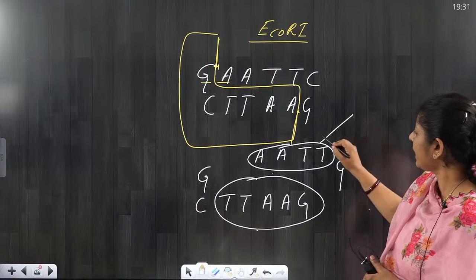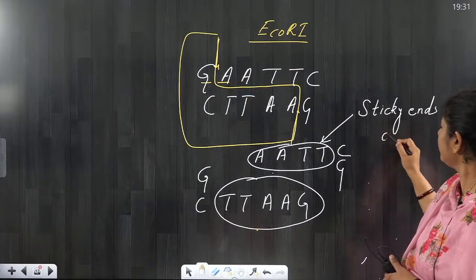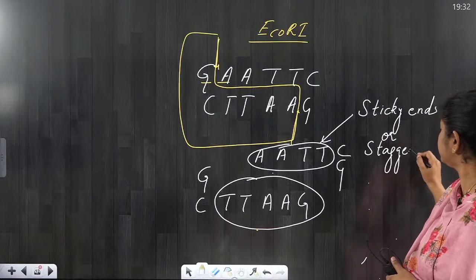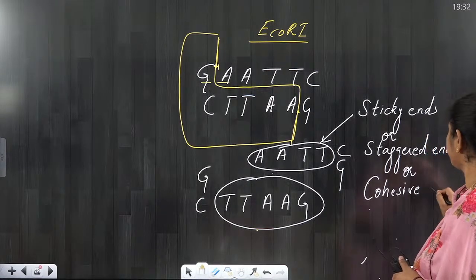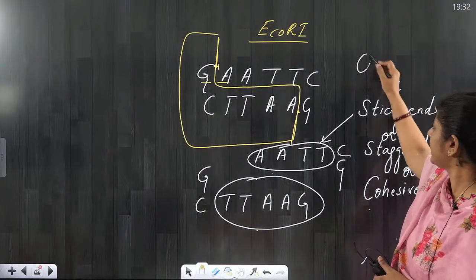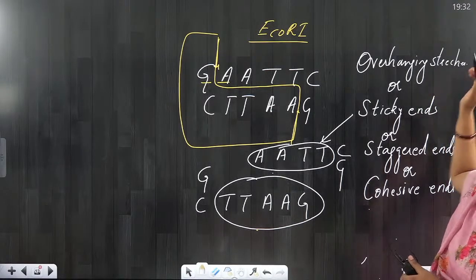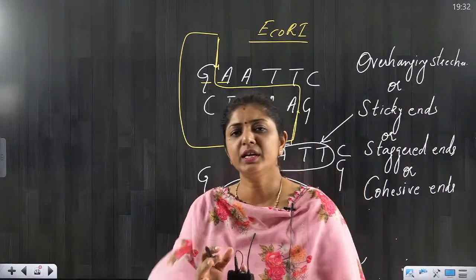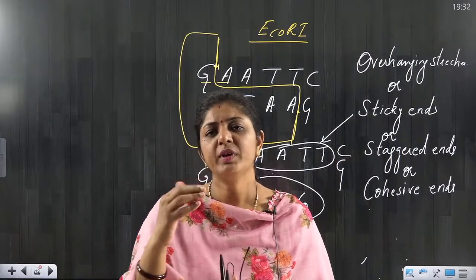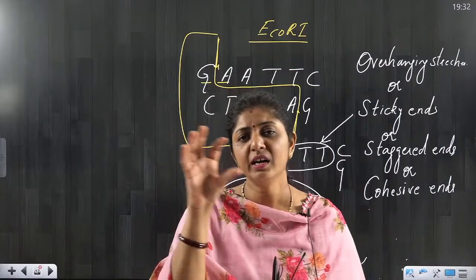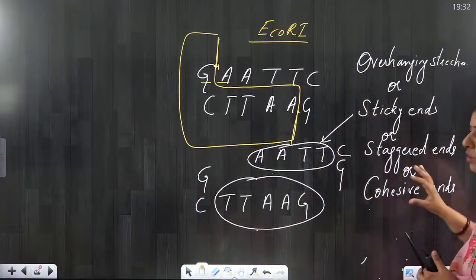Those unpaired nucleotides, what do you call them? You call them sticky ends, or staggered ends, or even cohesive ends, or even overhanging stretches, right? These names have been given if the restriction enzyme is not cutting from the center, but away from the center. From the segregated part, you will get unpaired nucleotides, and that end you call overhanging stretches, sticky ends, staggered ends, or cohesive ends.